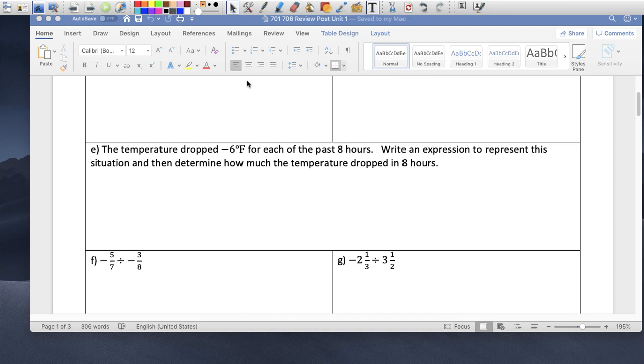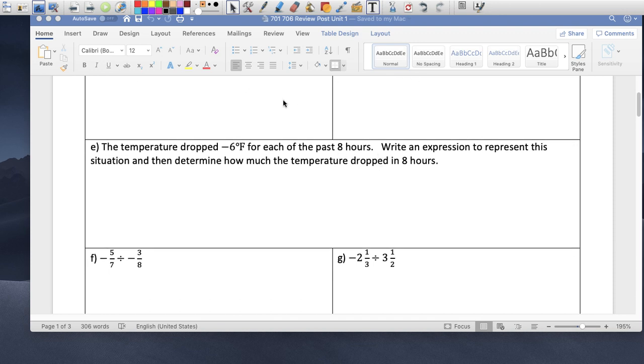The temperature dropped negative 6 for the past 8 hours. Write an expression to represent the situation and then determine how much the temperature dropped in 8 hours. So it's negative 6, right? It dropped. How many times did it drop? For 8 hours straight. So in total, it dropped negative 48 degrees, right? Because it was negative 6, negative 6, and it kept falling. Negative 6, negative 6, negative 6, 8 times, right? So the temperature kept dropping. And it dropped how many degrees? Negative 48.